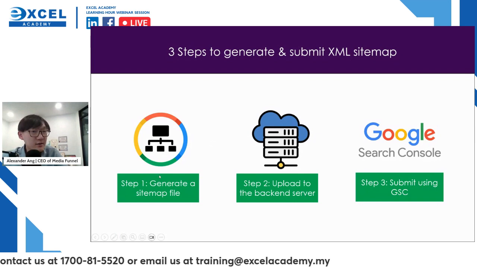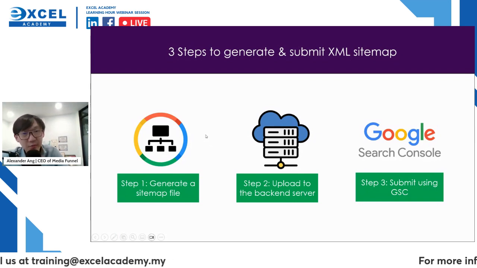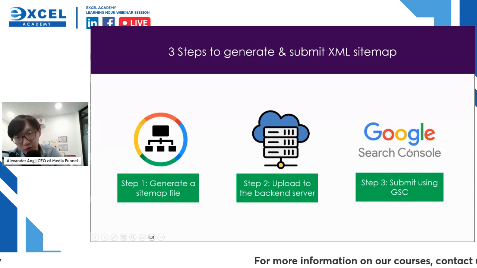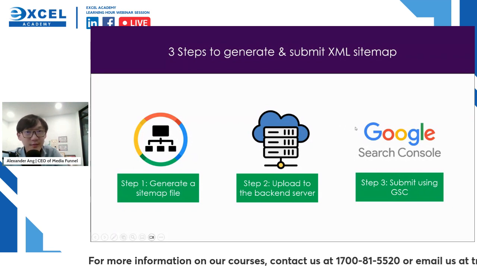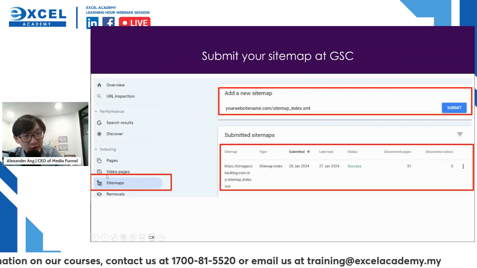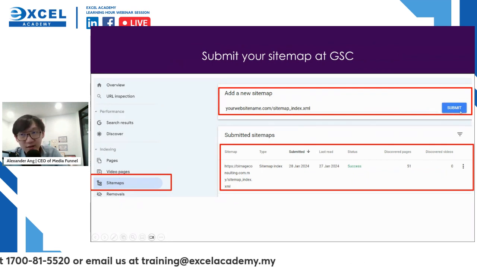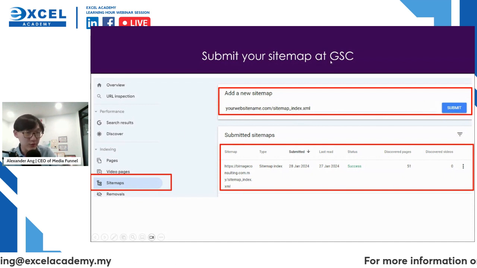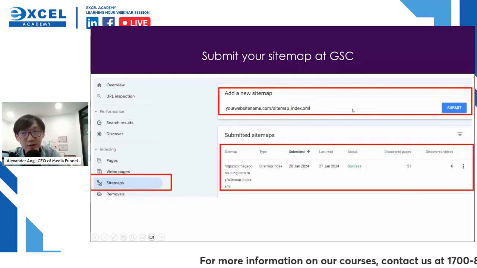Number one, generate a sitemap. Number two, upload the sitemap file to your server, and then you submit using Google Search Console, and Google will come and read everything. You go to Google Search Console, add a new sitemap, and then just click submit. That's it. It's very simple. Once you have the sitemap already, you just put it in here, submit.